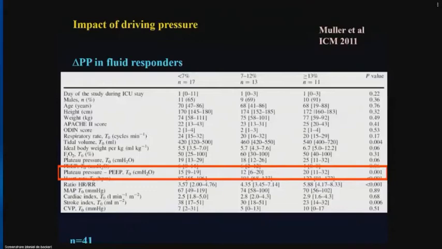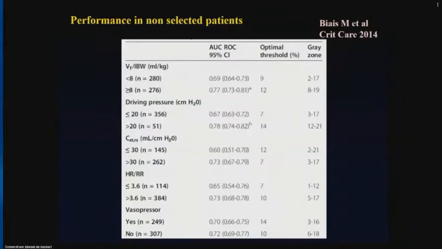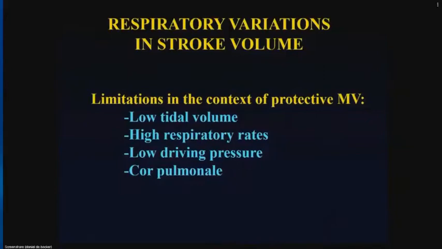In unselected patients, it begins to be a little bit less well performing. And again, most of the factors associating with the good response were really having a high tidal volume, a high driving pressure, a high compliance, and also a high heart rate to respiratory rate ratio. So this is, of course, not always observed in our patients with RDS, and especially here in the context of COVID-19 RDS patients. The cor pulmonale itself may also be a limiting factor.